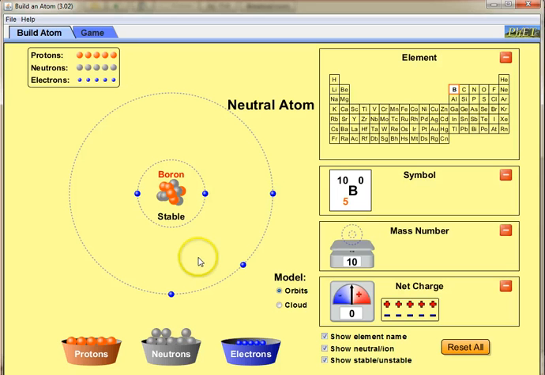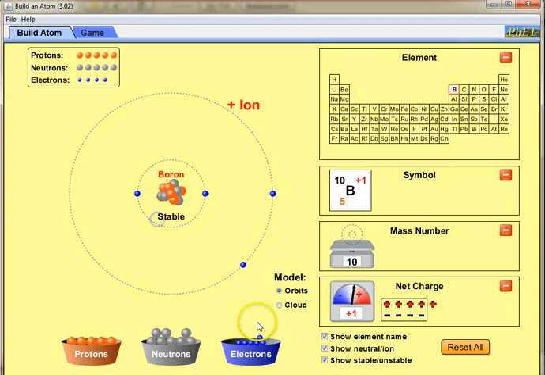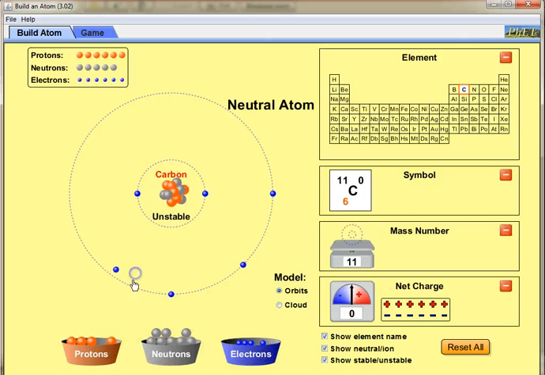So we got boron. Boron 10 is the most stable. We didn't even need to add a neutron when we formed boron. We simply added a proton and electron. So this is boron, this is beryllium. Okay, next we got carbon. Again we stabilize it by adding neutrons. So this is carbon 12, the most stable.